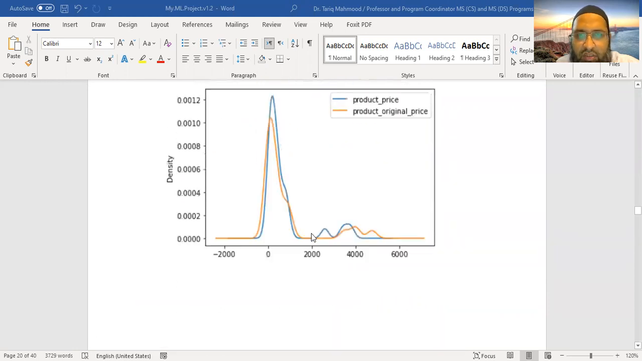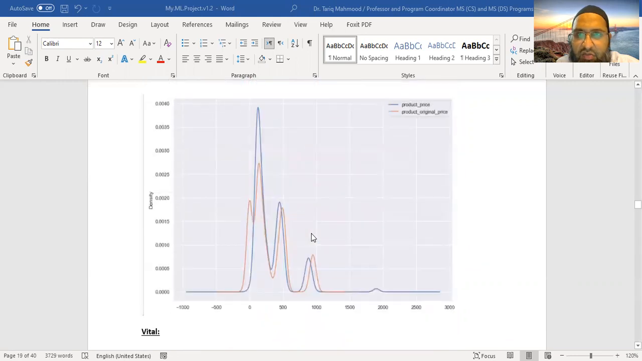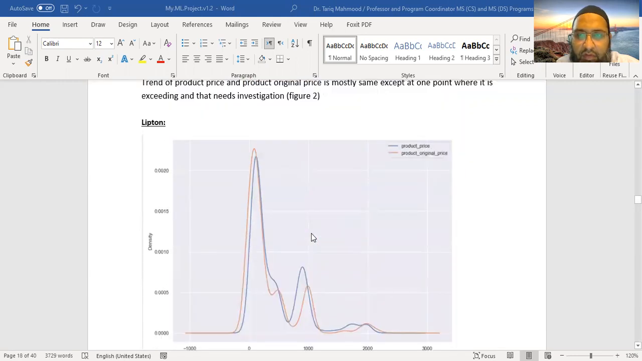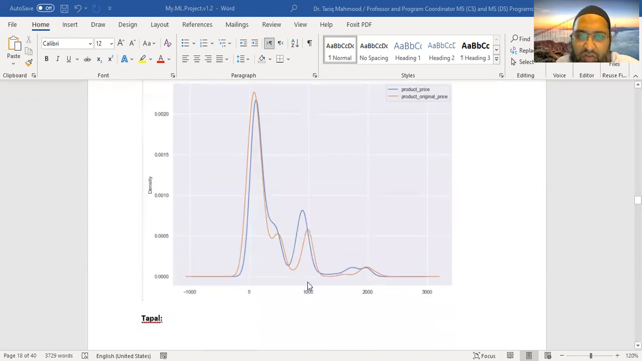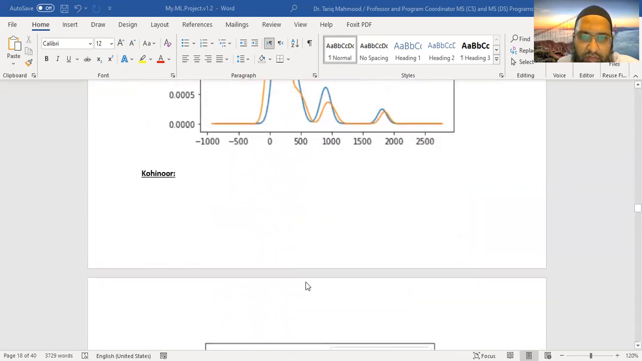Okay. So this analysis tells us that in the case of Lipton, we are having a problem that the product price is exceeding the original product price, and the only way that is happening is that the users are not getting a discount. In fact, they're getting a penalty that they have to pay more than the original price. So we need to discover the reason for this. In my opinion, this could be a data entry error, or this could be some negative discount which is applied on the user. That's the case.